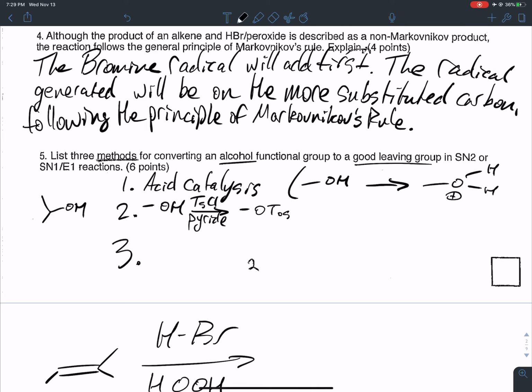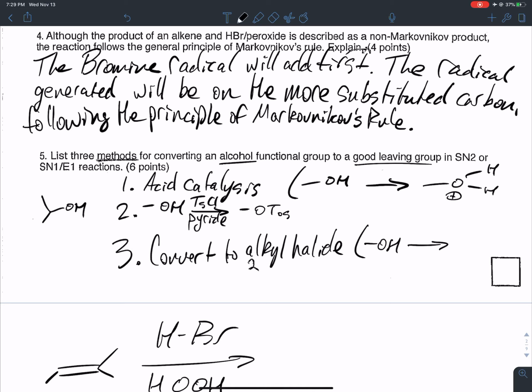There's one more way. We could convert it into an entirely different functional group. We could turn it instead to an alkyl halide. So another way, convert to alkyl halide. With, for example, PBr3.